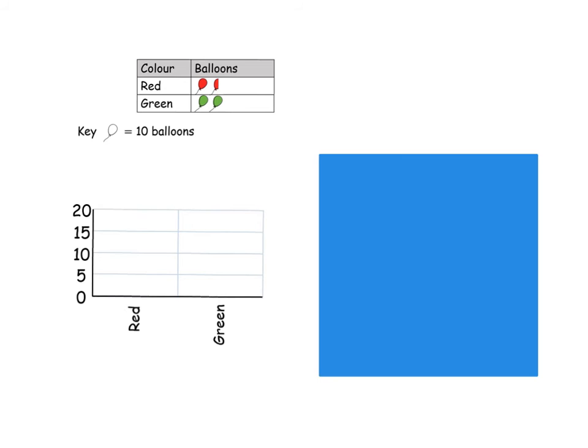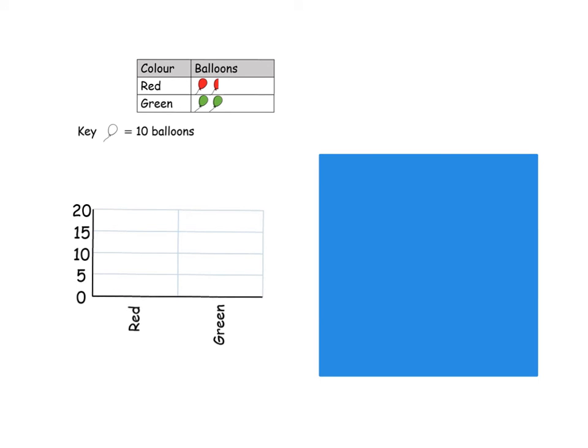We have labelled this axis to red and green for the balloons. Look at the scale going up the side. It's going up in fives. I can see that the numbers in the scale are sat on the line. So when we colour in one block, we know that that will represent 5 balloons.